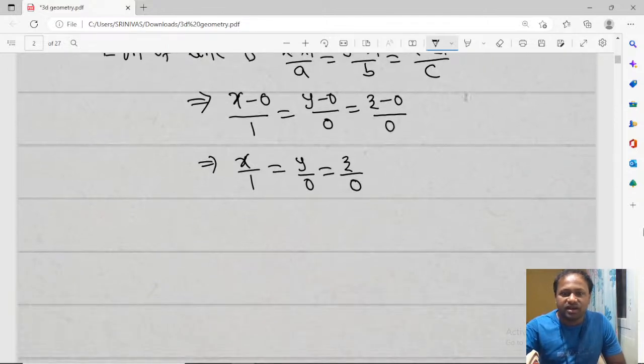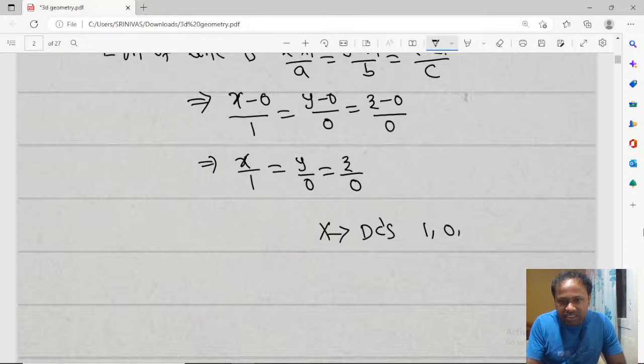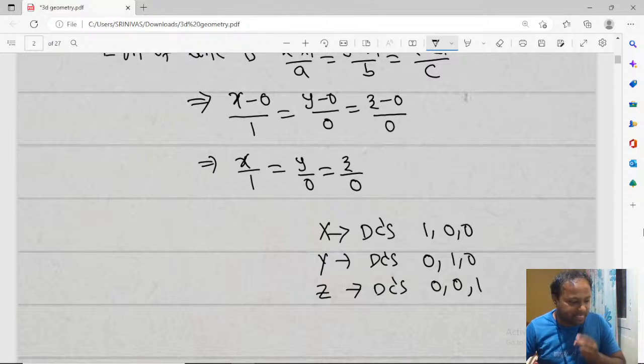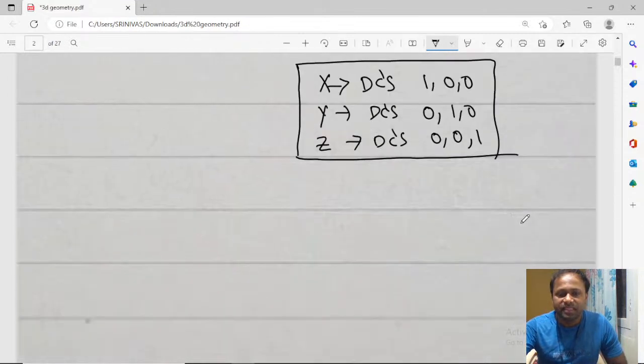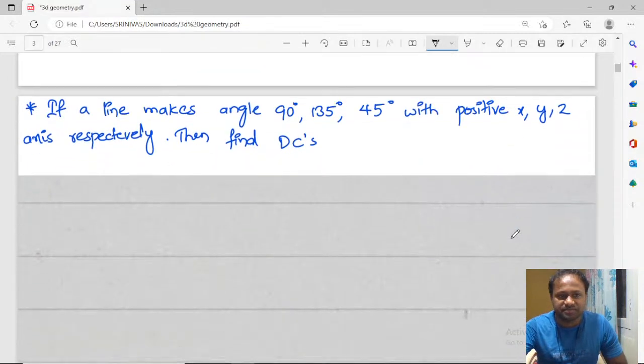So whenever x-axis is given, direction cosines are 1, 0, 0. Y-axis given, direction cosines 0, 1, 0. Whenever z-axis given, direction cosines 0, 0, 1. Okay, so these are the direction cosines, and this is also a very important question for the annual exam. Okay? Next, I will move on to one more question.